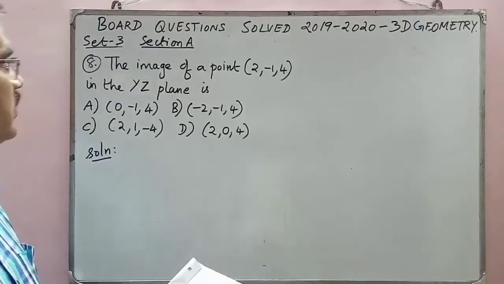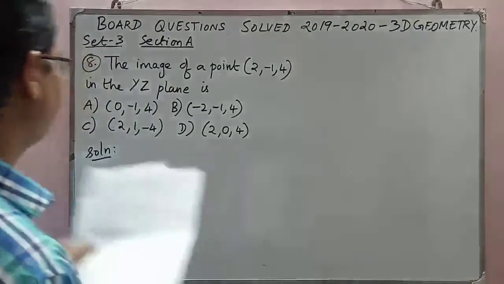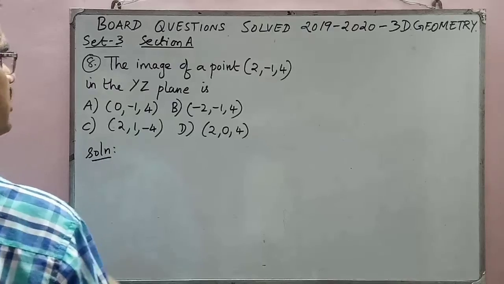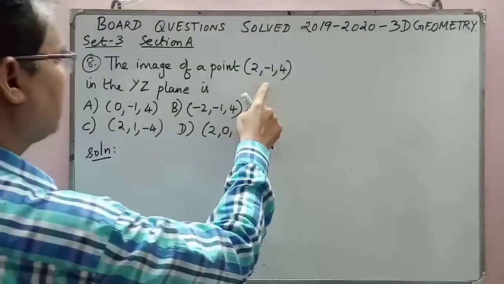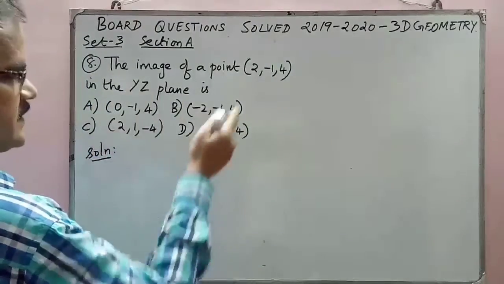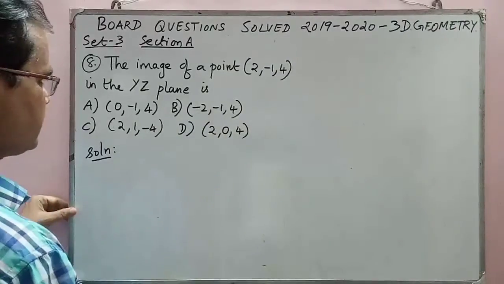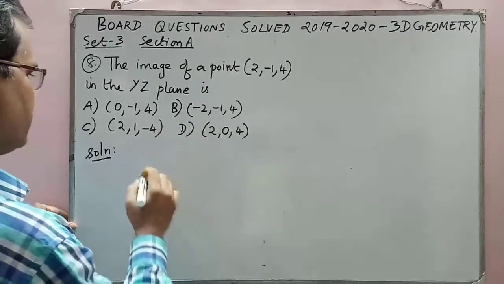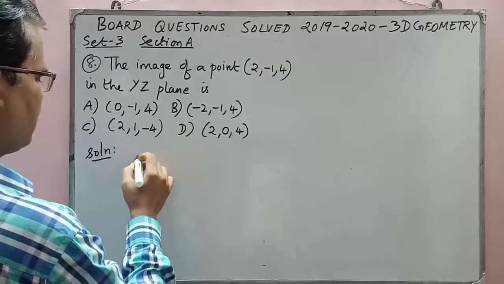This question is asked in set 3 of section A. The question says, the image of a point 2, minus 1, 4 in the YZ plane is. We are given 4 options. For doing this, you should know the formula.